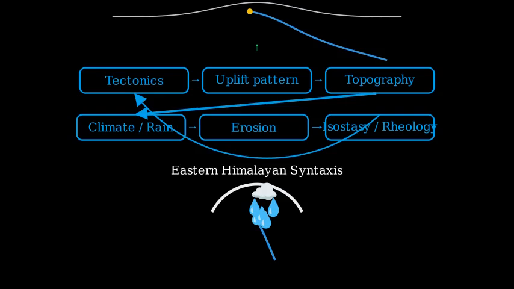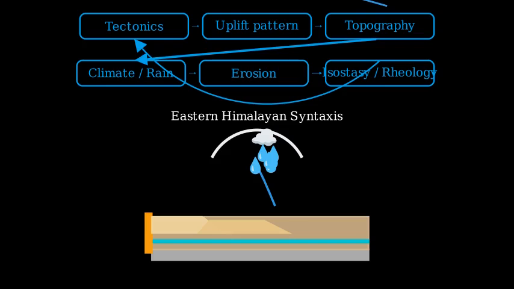Focused river incision and heavy orographic rain, coupled with a weak mid-crust, can create a self-reinforcing tectonic aneurysm with very rapid exhumation. Now, analog modeling in the laboratory.